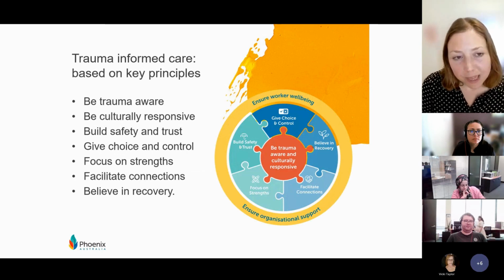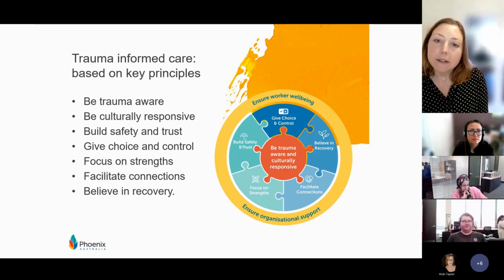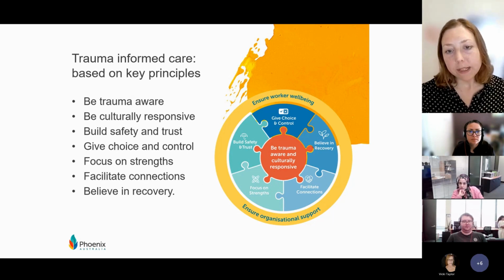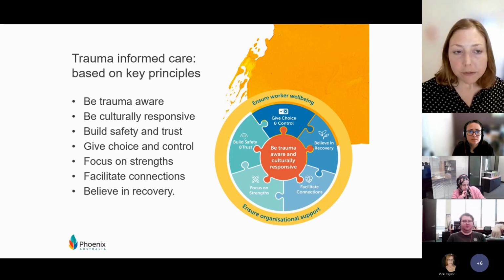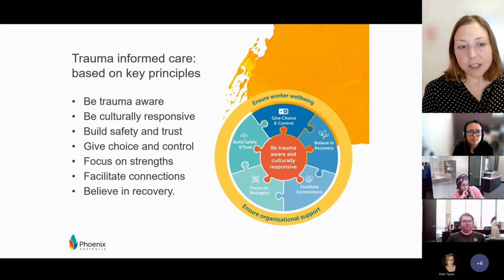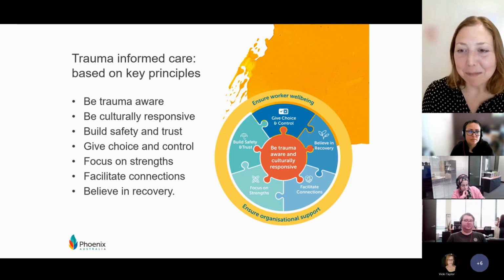So trauma-informed care has, as I said, changed across time. And the way that Phoenix Australia conceptualises TIC, we've got these 7 key principles here. Being trauma aware, being culturally responsive, building safety and trust, giving choice and control, focusing on strengths, facilitating connections, and believing in recovery. So you might be thinking, oh yeah, I can understand what some of those things might mean for my work, but you might not. So let me go into a little bit more detail about some of them.